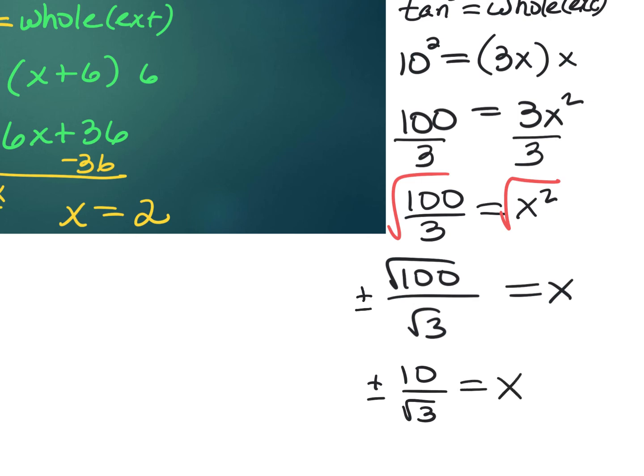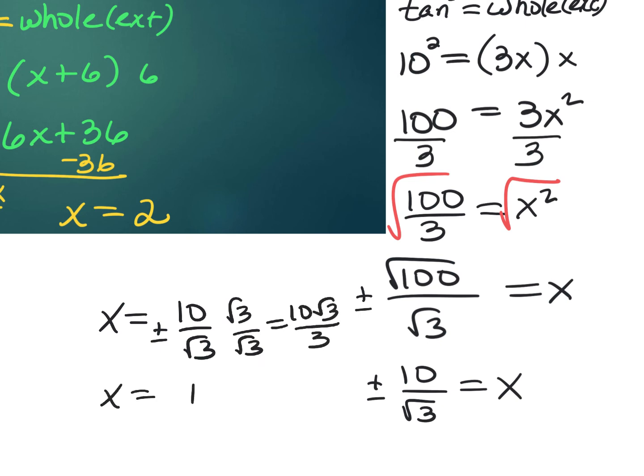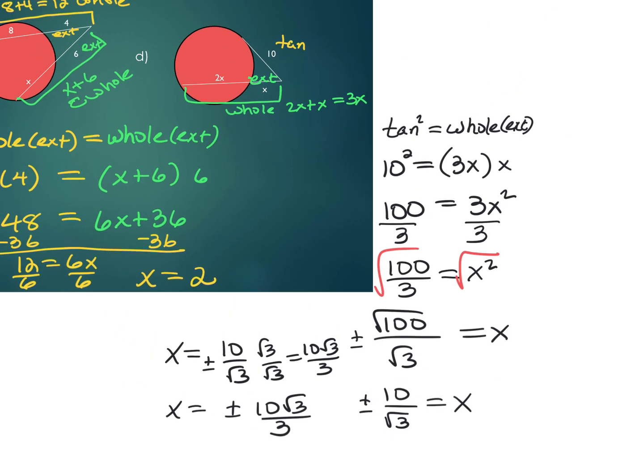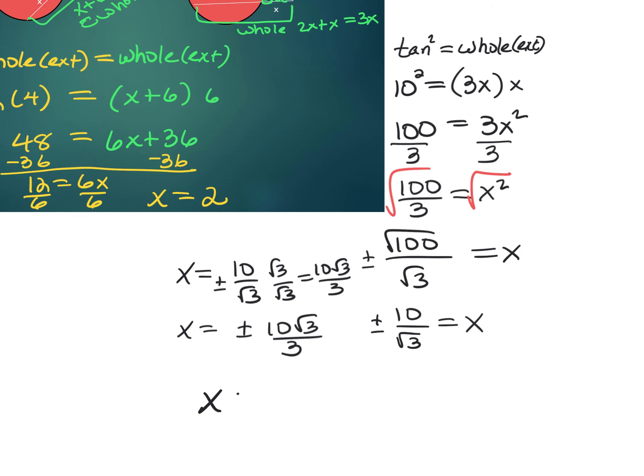Remember, you can never ever leave a radical in the bottom of a fraction. We need to rationalize. So I get 10 over root 3, multiply top and bottom by square root 3. X is equal to plus and minus 10 square root 3 over 3. Now, again, let me go back and look. Is one of these going to make it negative? Yes, it will. So the only one I'm going to keep here again is the positive 10 square root 3 over 3. So on the test, this would be your answer.